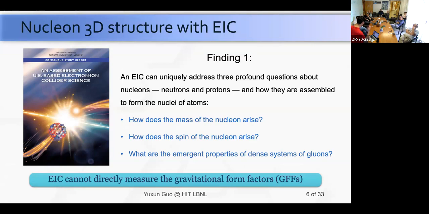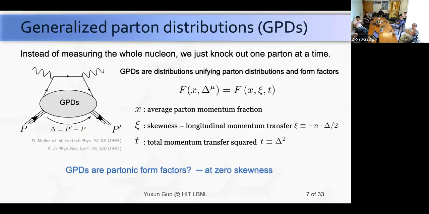We need more information, for instance, in the x dependence. That's actually what I will talk about here. We know that the electron-ion collider cannot directly probe a gravitational form factor. So the alternative way, or the detour we took, is that instead of directly measuring the nucleon as a whole, which needs gravitational scattering, we just knock out a parton at a time. For that, you don't necessarily need gravitational scattering. You can use, for instance, photon collision. So you emit a virtual photon that collides with the quarks, and the quark gets back to the nucleon.